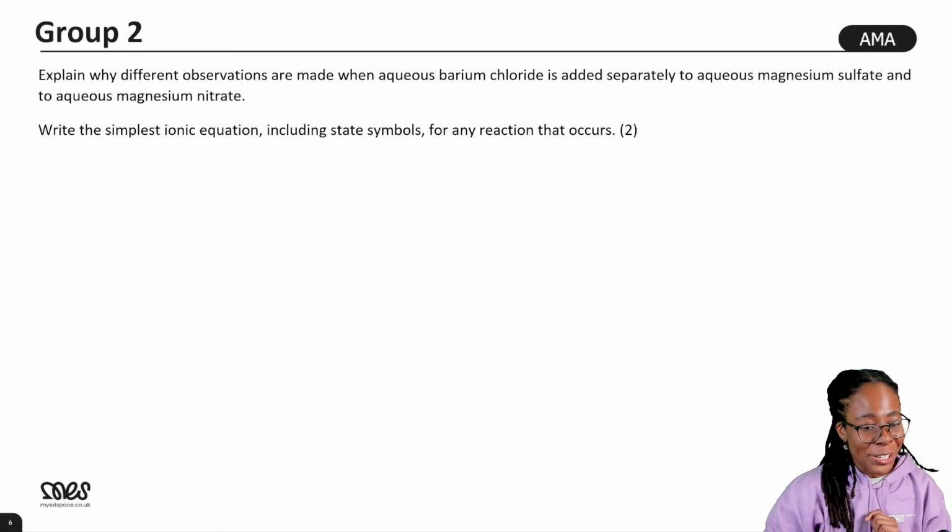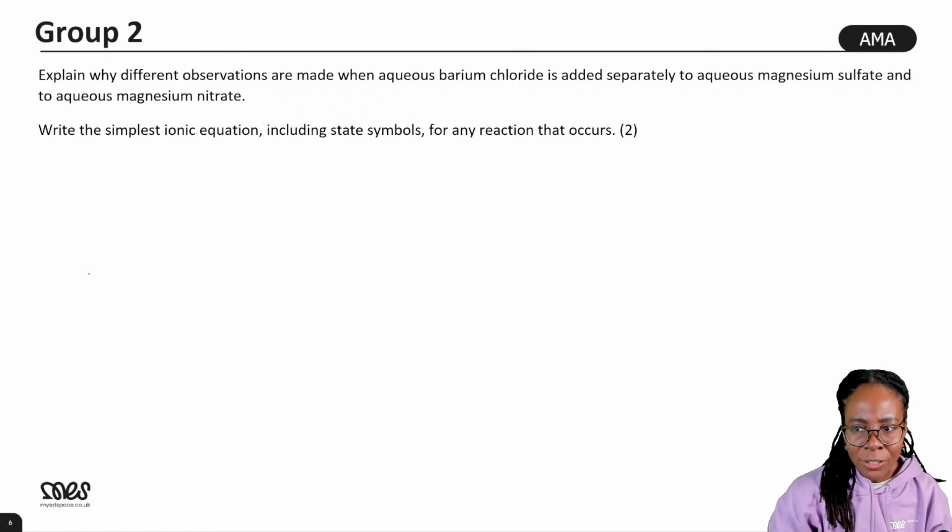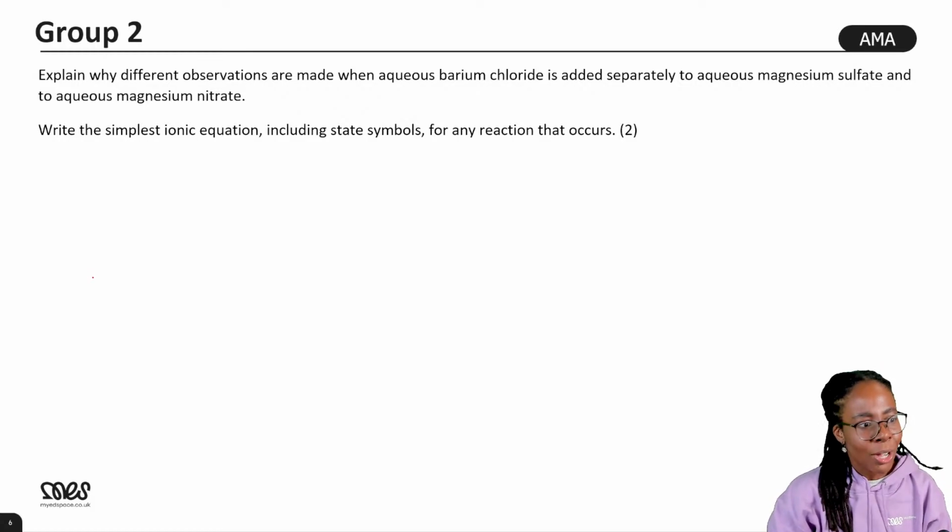Last group 2 question before we go over to group 7. Explain why different observations are made when aqueous barium chloride is added separately to aqueous magnesium sulfate and to aqueous magnesium nitrate, and then write the simplest ionic equation for any reaction that occurs. Whew, that's a mouthful. So let's think about what happens.